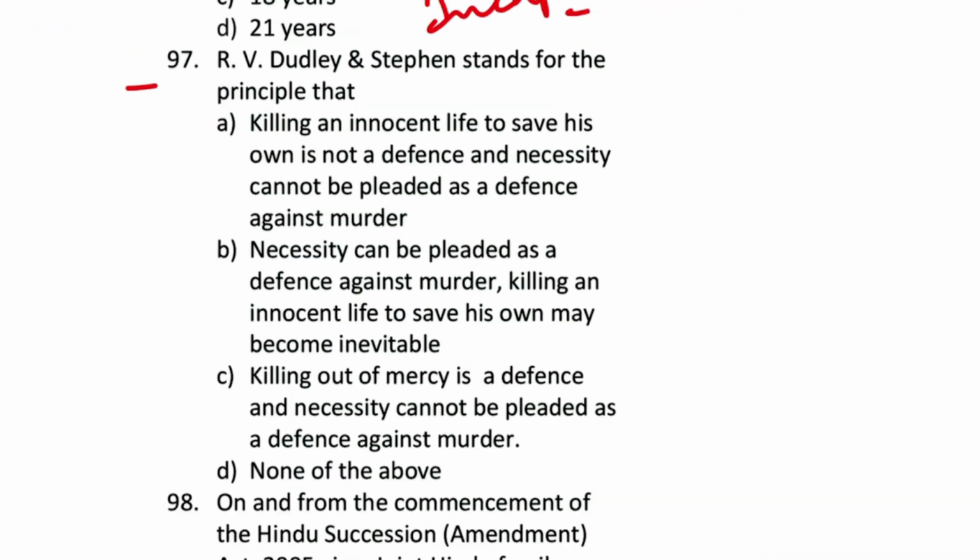Next 97, R versus Dudley and Stephens stands for the principle that killing an innocent life to save one's own is not a defense and necessity cannot be pleaded as a defense against murder. This is correct. A is the answer. It relates to Section 81 of IPC.